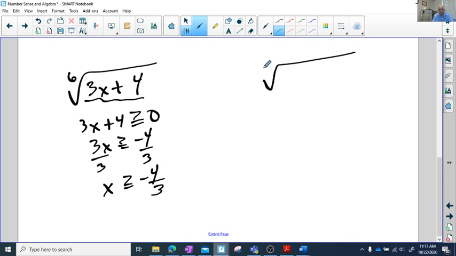Now compare that with me changing one little thing, the index, to 7th root. Well, now it's odd. You can have negative radicands with an odd index. So in this case, there's no restrictions. x could be any number I want it to be. That's all I want you to get out of this first discussion on restrictions of variables.